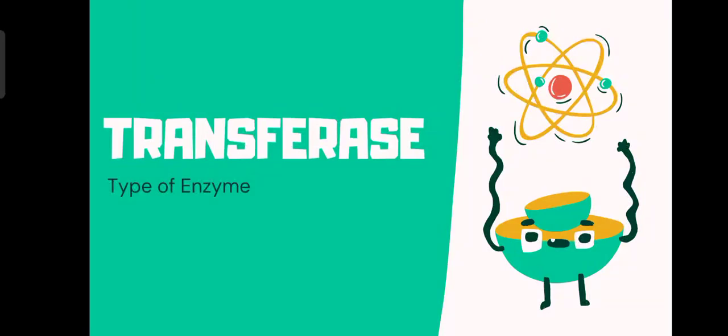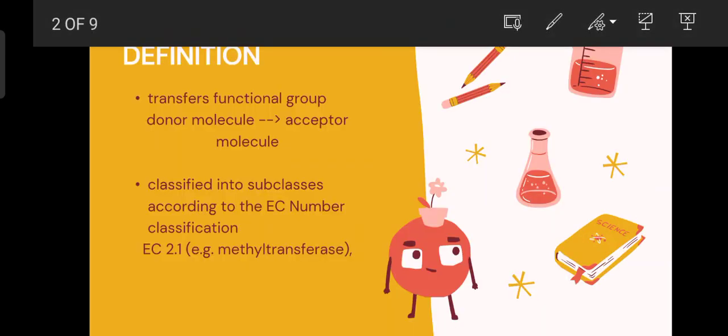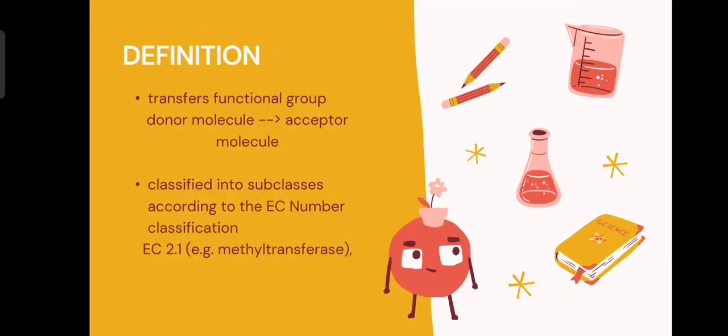Enzymes have 6 classifications, namely oxidoreductases, transferases, hydrolases, lyases, ligases, and isomerases. For this presentation, transferases will be discussed. By definition, it catalyzes the transfer of a functional group from one molecule to another.